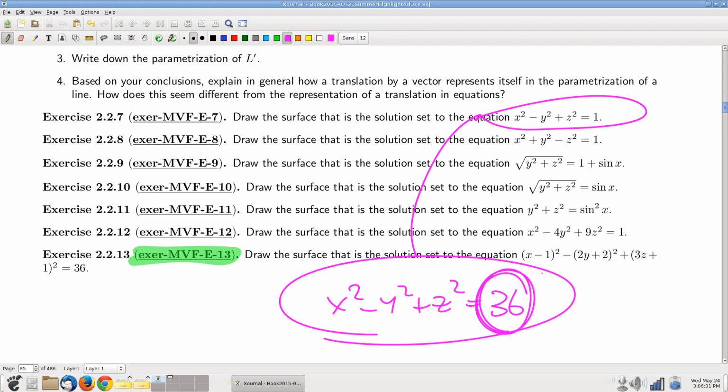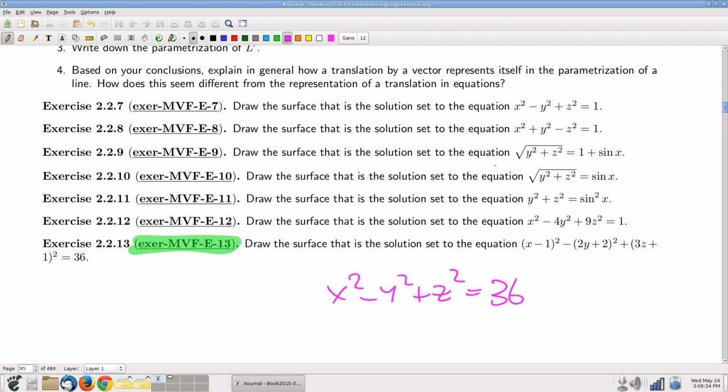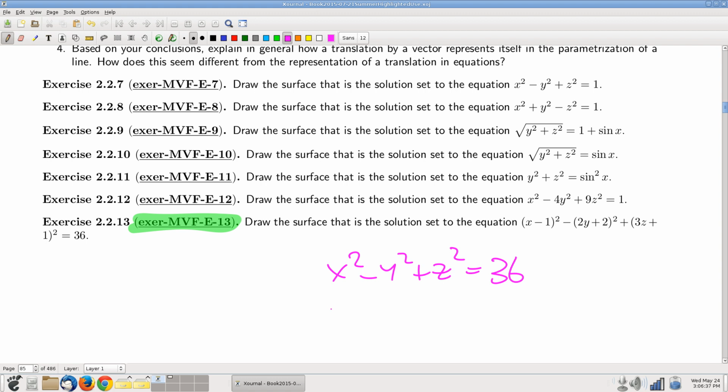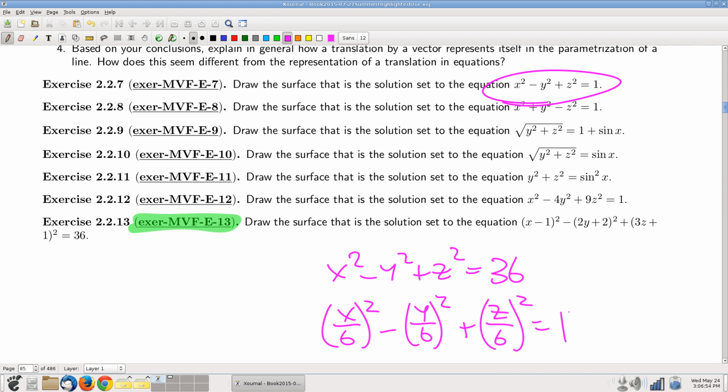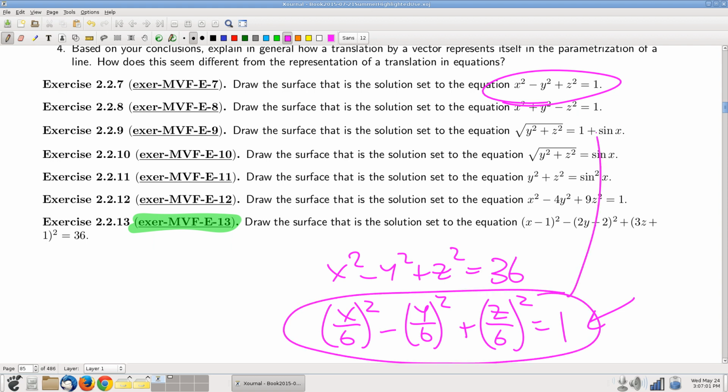If you prefer, you could look at this one that we're now interested in as coming from the previous one by dividing through by 36. And you can see, from this point of view, that this one is just 6 times as big as that one. So that's a different way to think about it. Suit yourself, either way is fine. So this is just a hyperboloid that's 6 times as big as the previous hyperboloid. Okay, so that's our starting point. Are you happy with that?